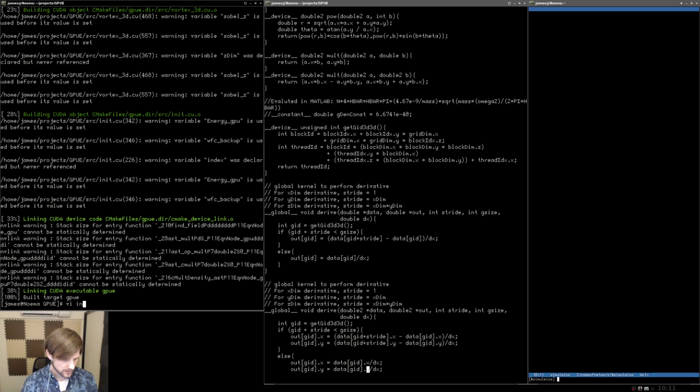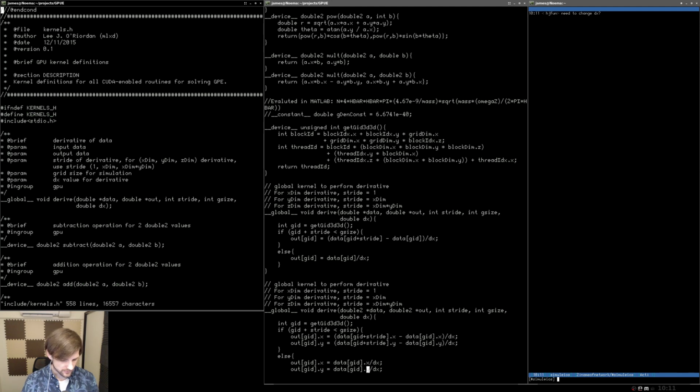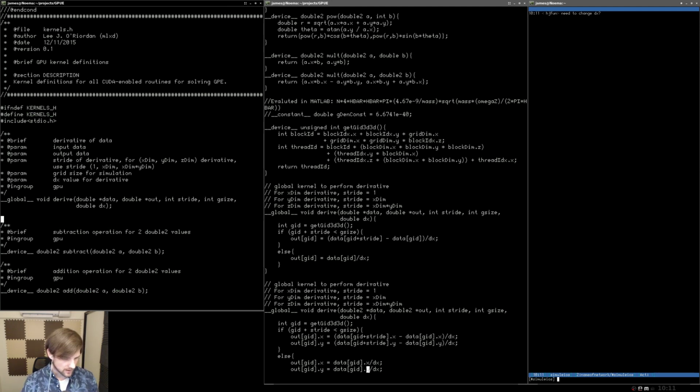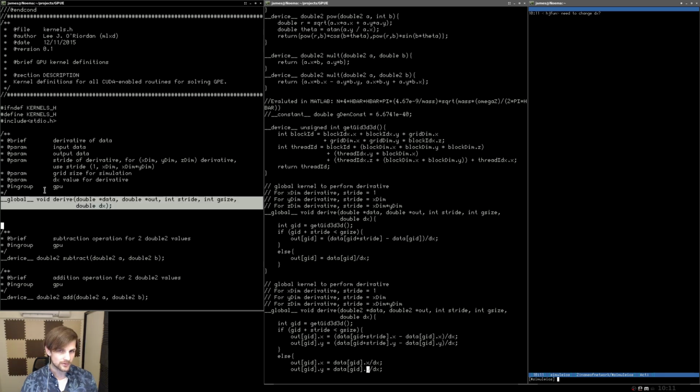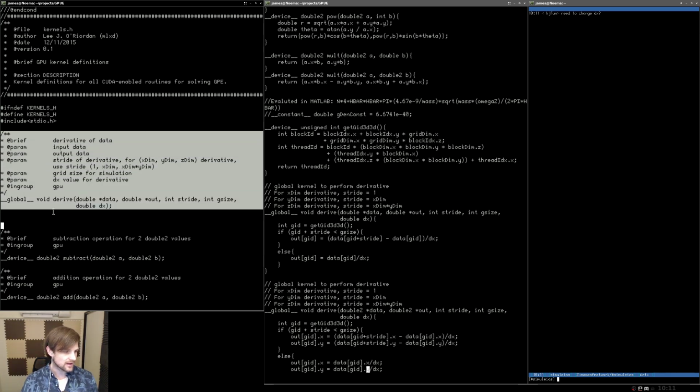So let's go into VI include, and then we're going to include kernel.h, and let's just go down to derive, which is right there. And we're just going to copy this guy and paste it again. I mean, yeah, I realize we should probably do, no, we don't need to change dx. That was what I was saying.